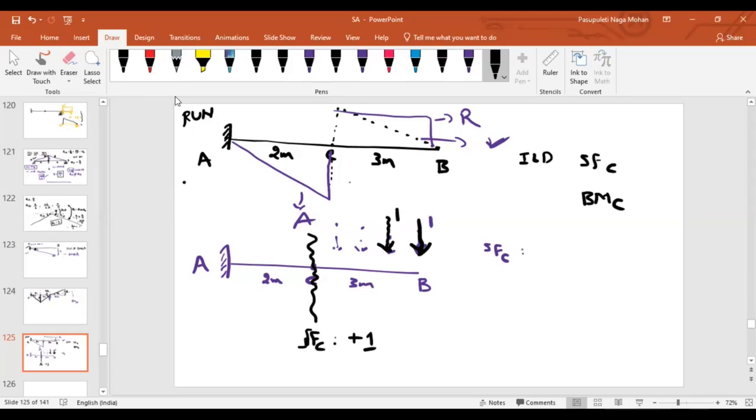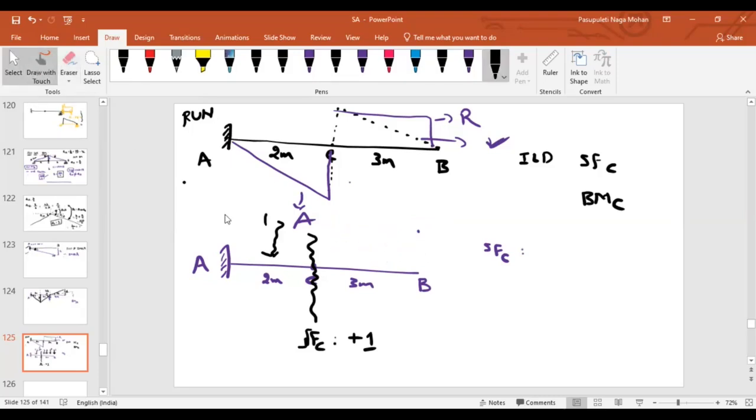If this load has moved to here, what is the shear force? Same magnitude. It will be constant till C, sir. Once it moves to the right side part, what is the shear force at point C?